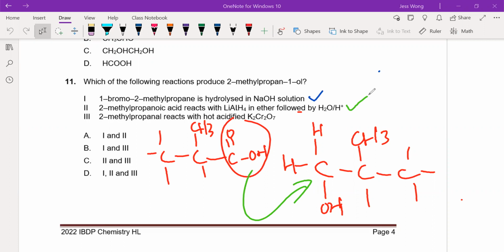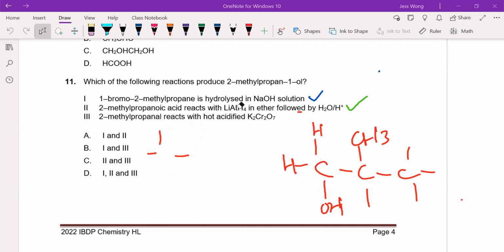2-methyl propanal reacts with hot dichromate. Dichromate over here is an oxidizing agent. Okay, it's not a reducing agent. And propanal, the 'al' means aldehyde. So when you have an aldehyde and you have an oxidizing agent, you will end up getting a carboxylic acid. So you will not get an alcohol. So therefore, number 3 will be wrong. Answer is 1 and 2.